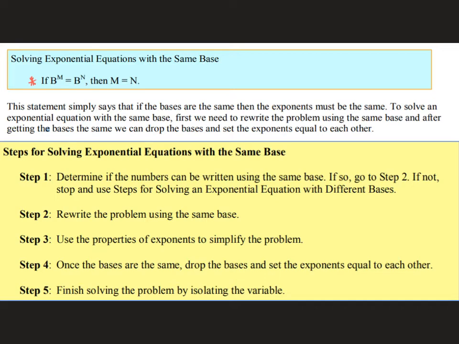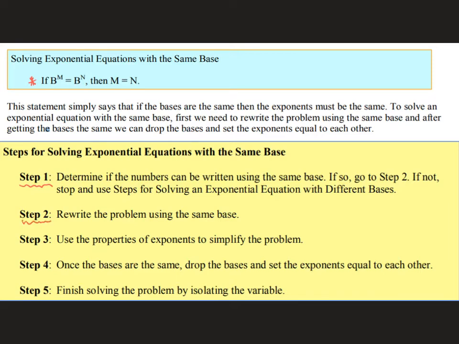Here are the steps for how to solve any exponential equation by getting both bases to be the same. Step 1 says determine if the numbers can be rewritten as the same base. Again, sometimes you might have to use some of your rules of exponents to rewrite the bases so that they are the same. If you can't rewrite the bases the same, we're going to learn how to do that in our last unit, which involves logarithms.